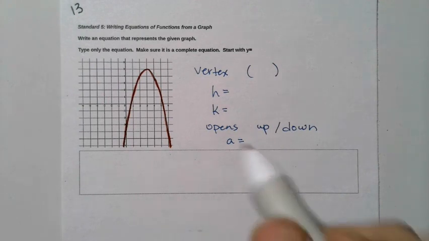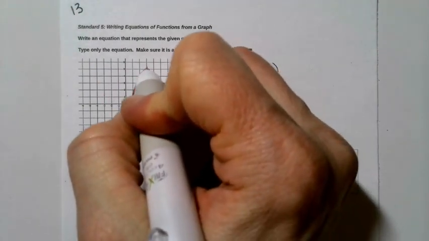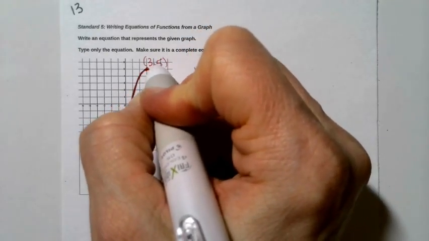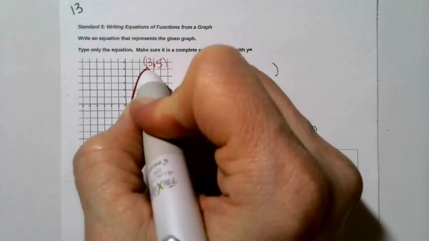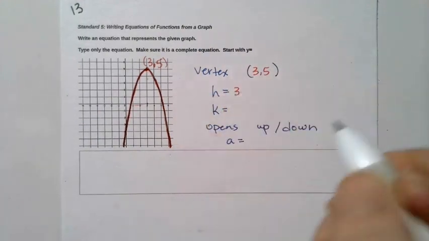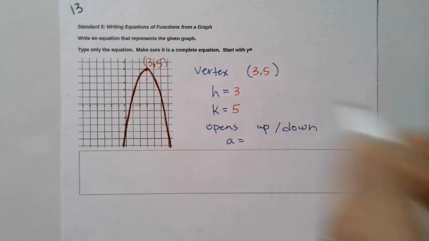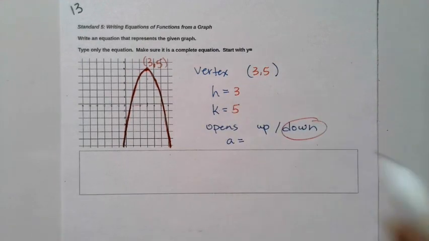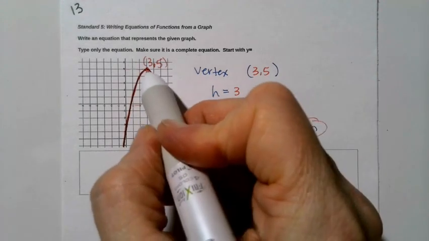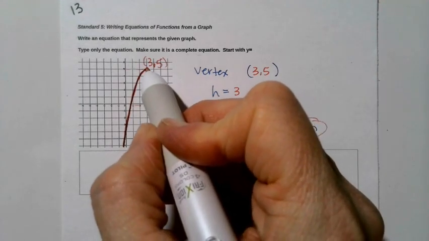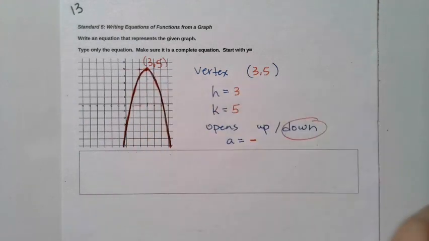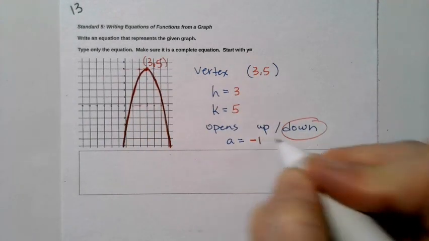So in this case, my vertex is right here, which is at 3, 5. So 3 here, 5 there. So that's my ordered pair, which tells me that my h is 3 and my k is 5. My parabola opens down, which tells me that my a is negative. And this is our standard shape here. It's going to be left one, down one, right one, down one, just like our parent function does. So I know that that's going to be 1.